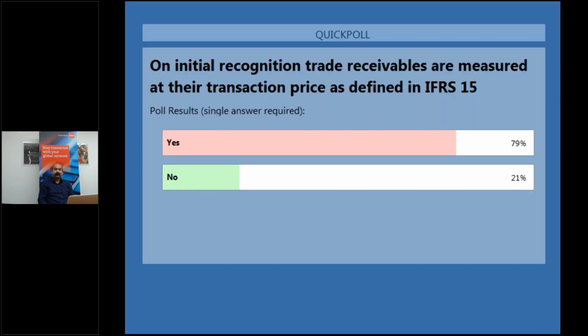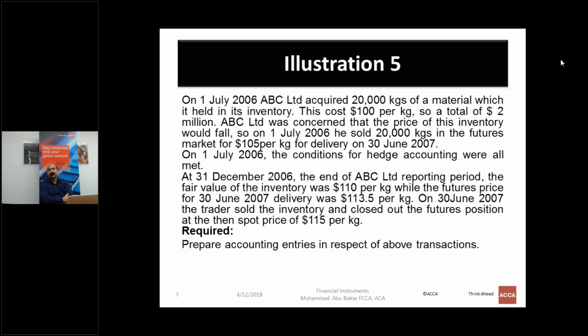We learned that the financial asset should be initially measured at fair value. But there are two exceptions. One is trade receivable is a financial asset, but initially this will be measured in accordance with the criteria given in IFRS 15. So this was one exception.